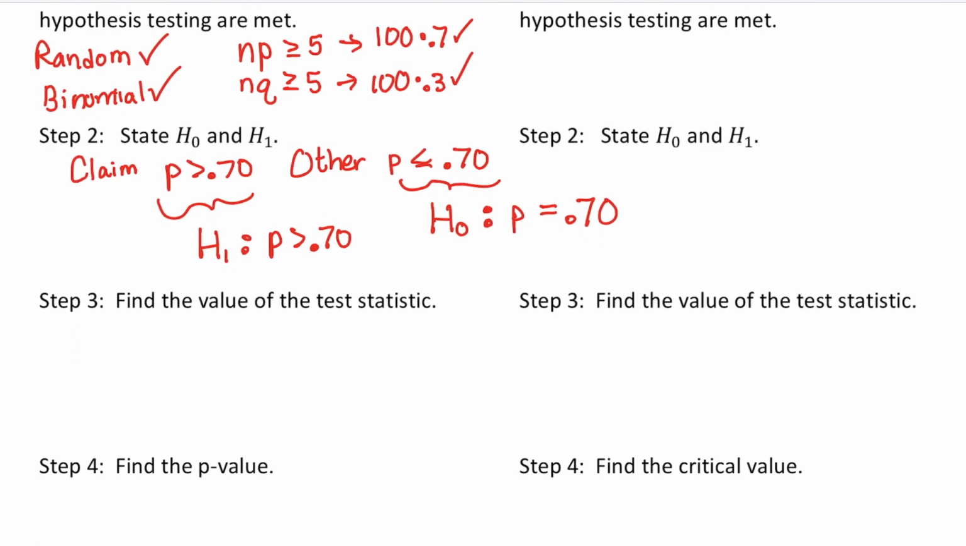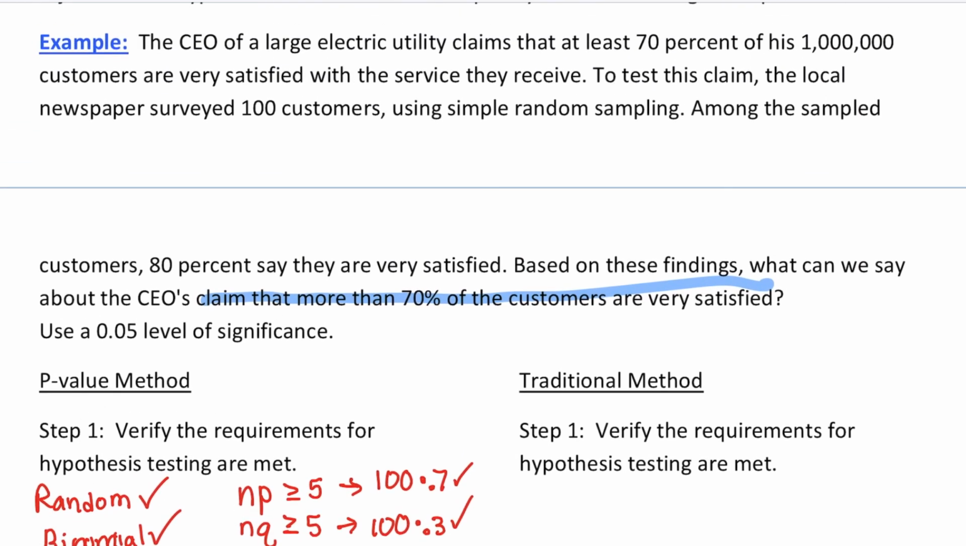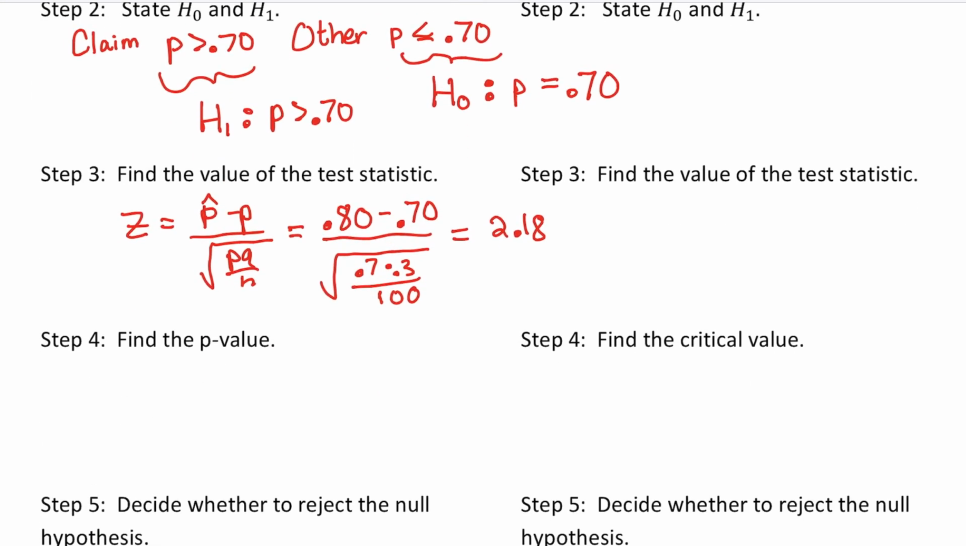So all of this beginning stuff is the same no matter which method you are using. We're going to need our test statistic in both cases. So if we plug in our values, p hat from our sample is 80% of the customers say they are satisfied. So 0.8 minus 0.7 over the square root of 0.7 times 0.3 over 100 is going to give us a test statistic of 2.18 for our sample.